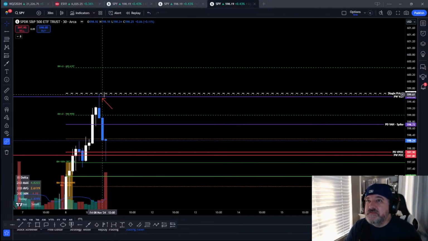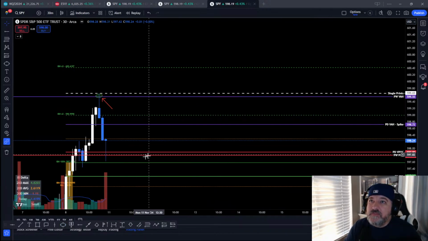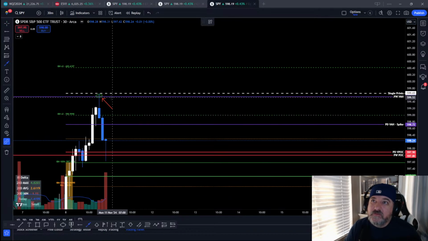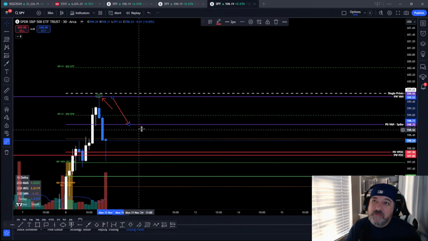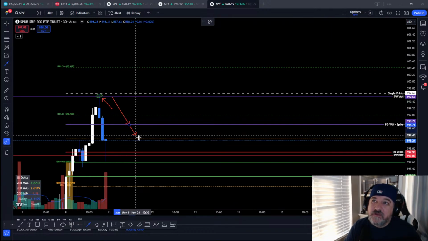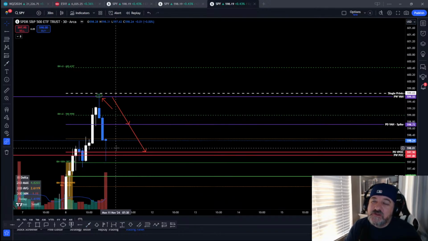When this happens, you basically immediately grab puts right here. And then you would target your next level, which would be from here to here. And if you're holding multiple contracts, you can trim one here. And then from there, you would target your next level. And then you can trim again.